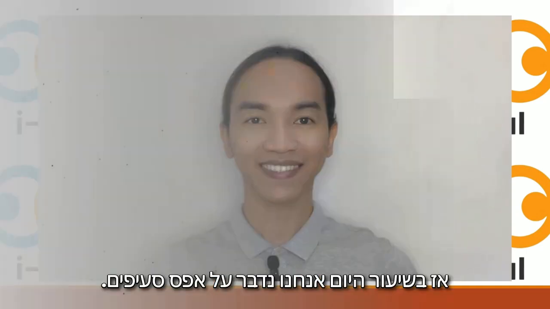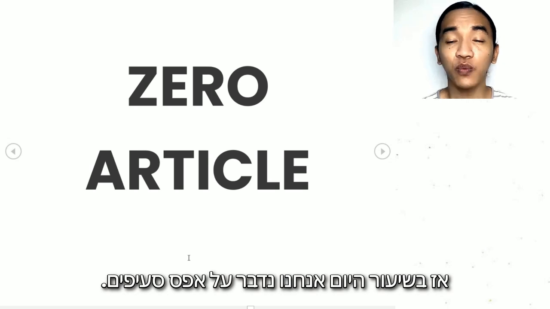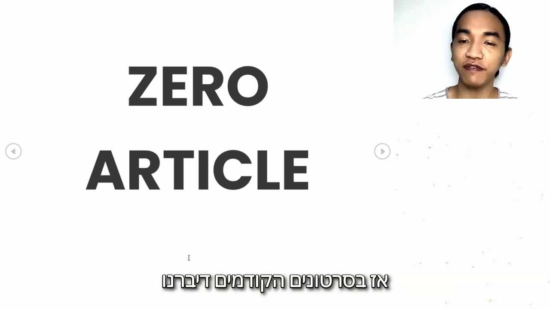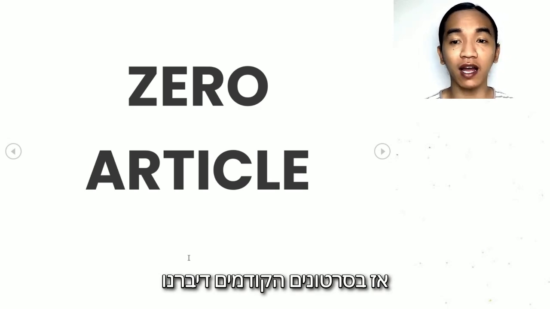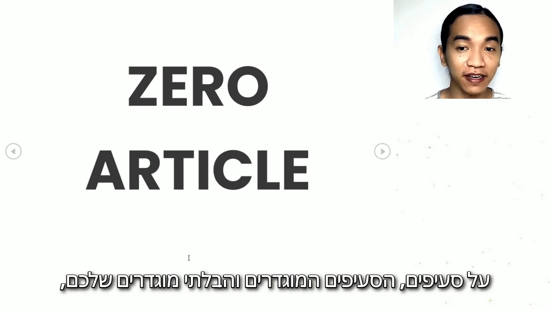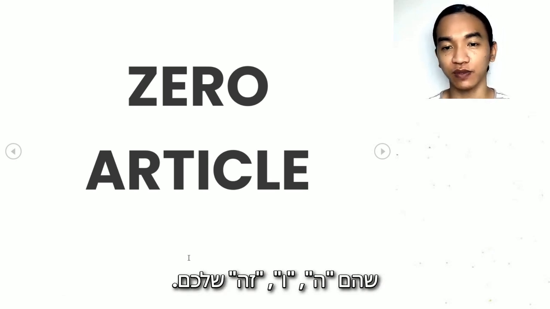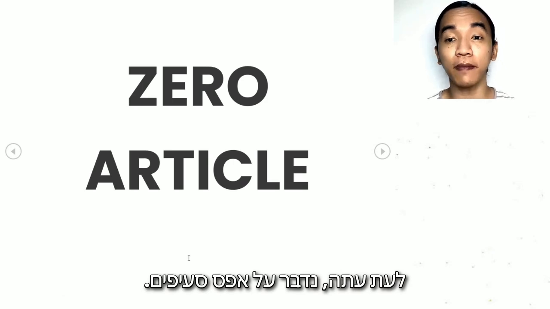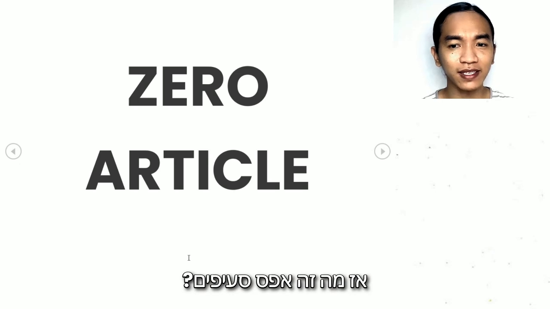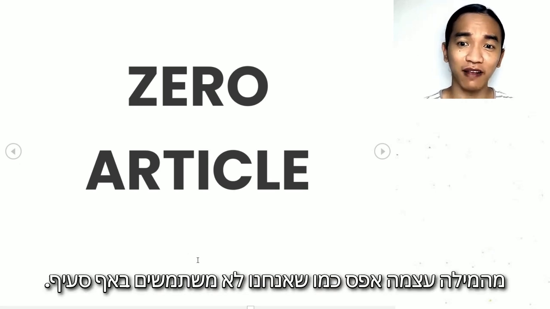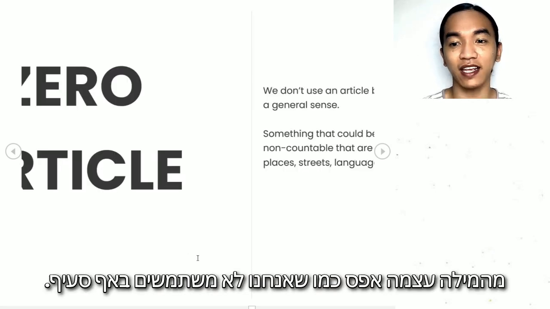Let's go. So for the lesson today, we will be talking about zero article. In the previous videos, we have been talking about the articles, your definite and indefinite articles, which are your a, an, and the. For now, we will be talking about a zero article. So what is zero article? From the word itself, zero, as in we don't use any article.